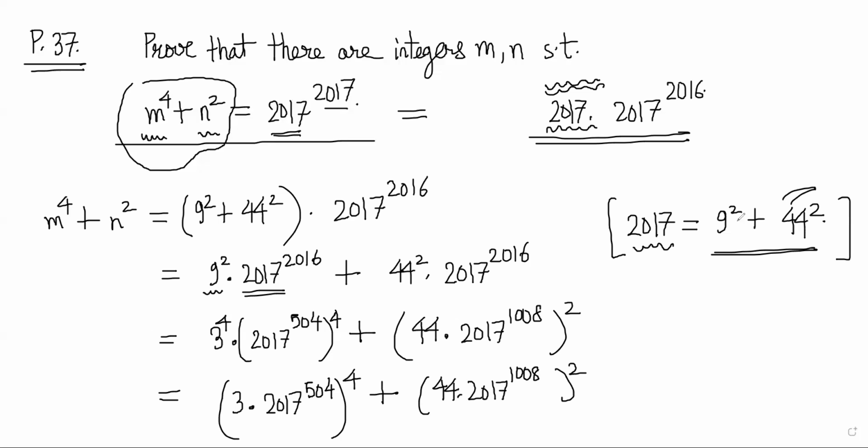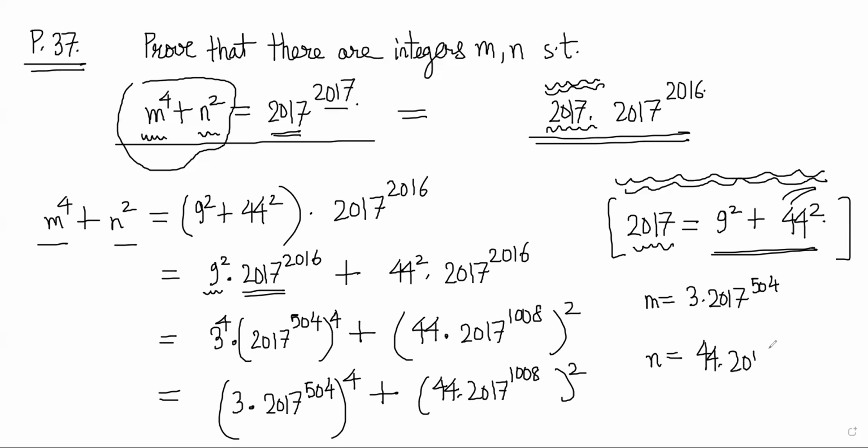So this is a little tricky because this step you have to realize. Otherwise, you will not be able to do the split. The idea is this side is having powers 4 and 2. You need to create somehow the powers of 4 and 2 on the other side also, right? So that is what we have done here. And here our m becomes 3 into 2017 to the power 504. And our n becomes 44 into 2017 to the power 1008.